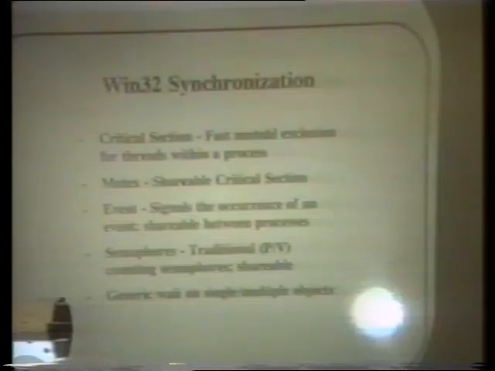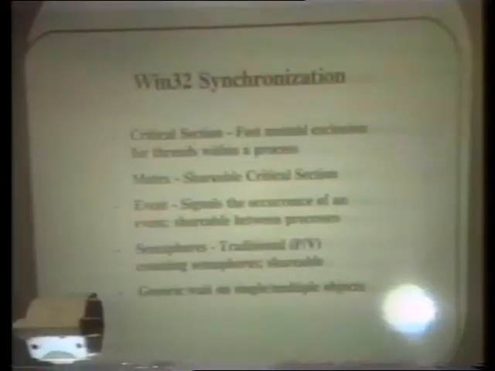We have the mutex, which is basically a shareable version of the critical section. Both of these are also recursive. We have event objects that may be shared. They can either be automatically resetting or manually resetting. And then there's counting semaphores. There's also a generic wait operation where you can wait on a single object or on any or all of a set of multiple objects. You can also wait on process and thread objects, and those waits are satisfied when the process or thread terminates.